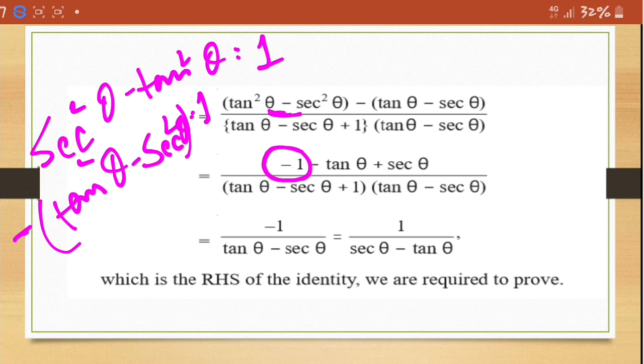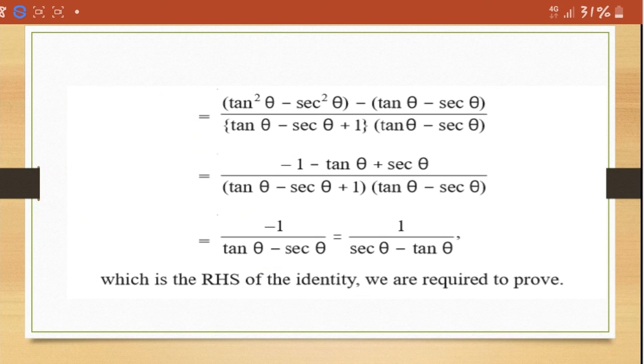Then the same term, minus tan theta plus sec theta, if you remove the bracket, and this thing will remain the same. Now, if you look at the denominator and numerator, this term and this term are the same if you take minus common. So, after taking minus common, this denominator term and this numerator term will cancel each other. So, the remaining will be minus 1 by tan theta minus sec theta. If you multiply minus 1 in the denominator, it will be sec theta minus tan theta, which is the RHS part. So LHS equals RHS.